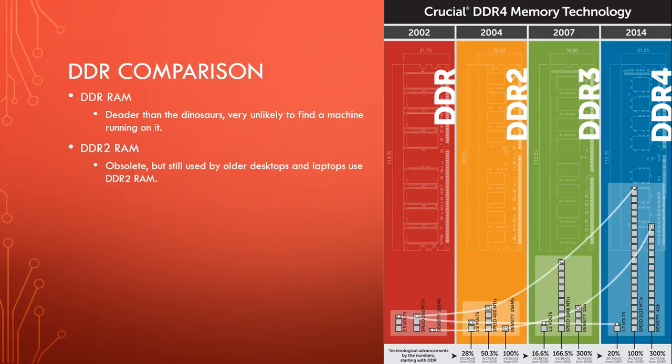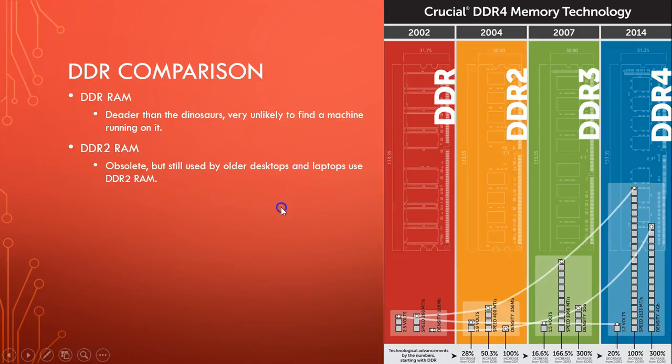Then you have DDR2 RAM, which is obsolete but still used by some older desktops and laptops. Some Windows XP computers would have some DDR2. You might get into some computers like Windows Vista that are using DDR2.